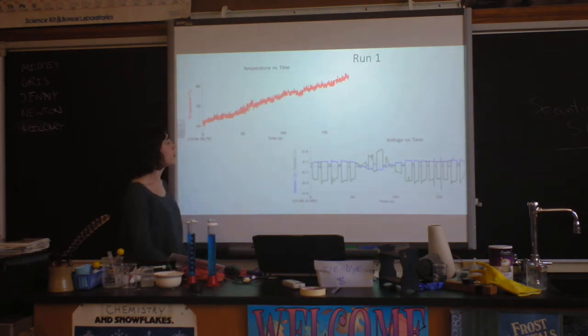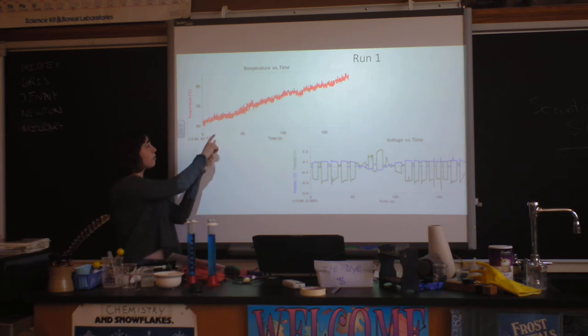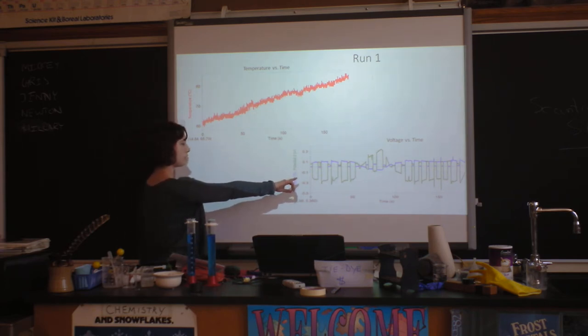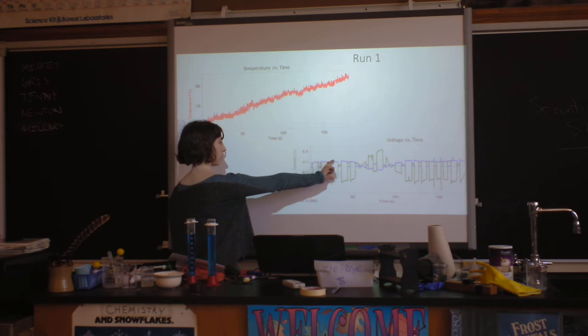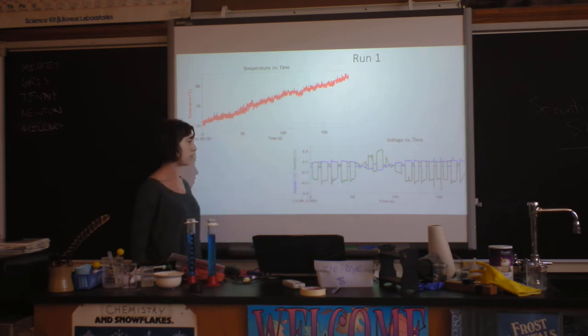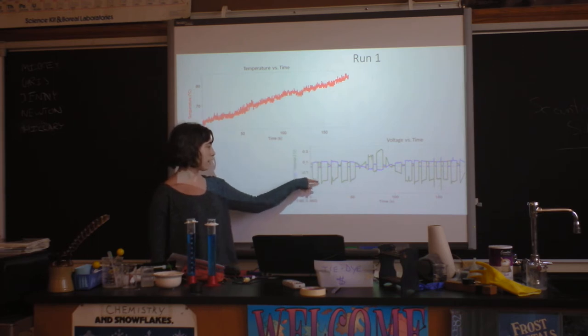These are our graphs for run one. This one's the temperature, and this one's the voltage of each junction. We thought it was weird, or kind of interesting, that it stays at about this much voltage between the two of them for each one. And we didn't know why it does that.